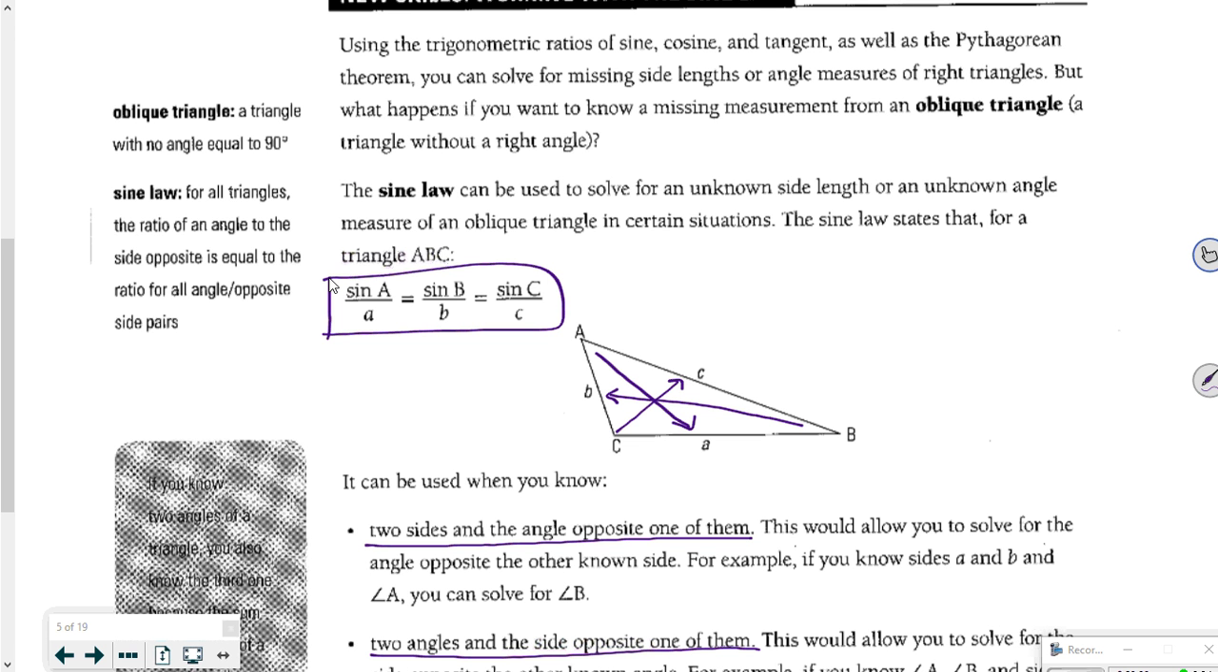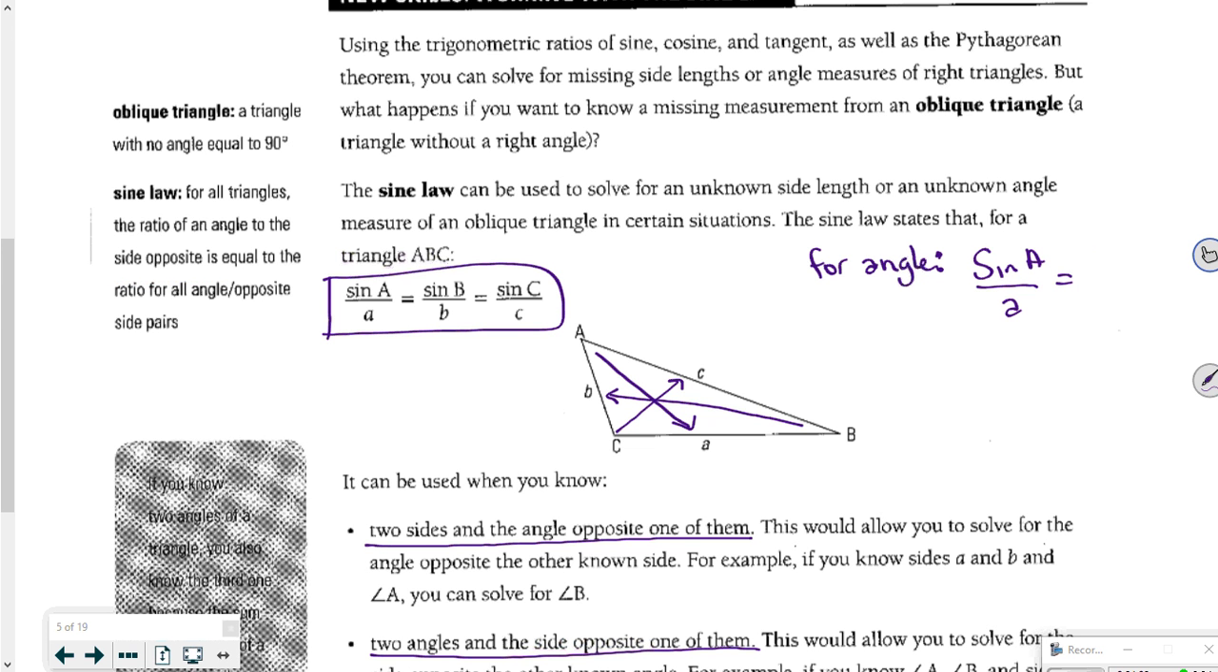So if we want to use the sine law to solve for an angle, we're going to write it the way it's written right now, only we're just going to use two pairs because we only ever use two pairs. So it would be sine A over A equals sine B over B.